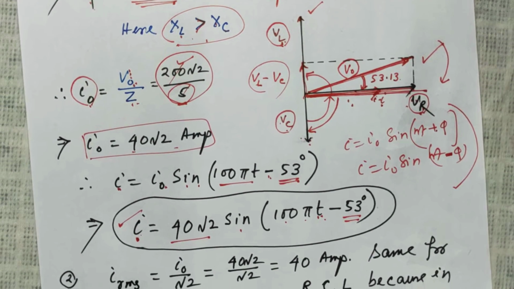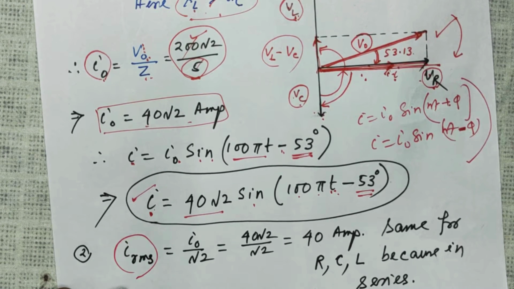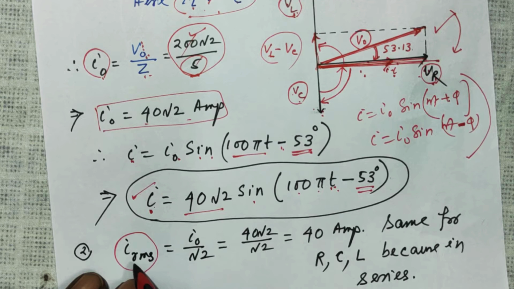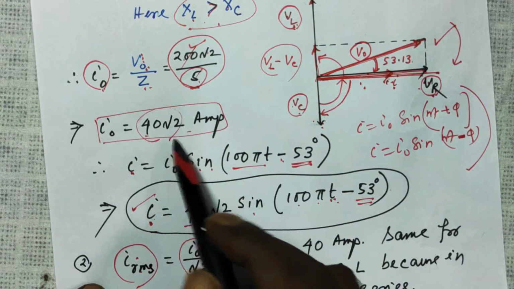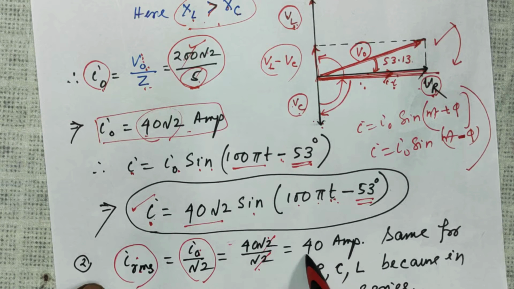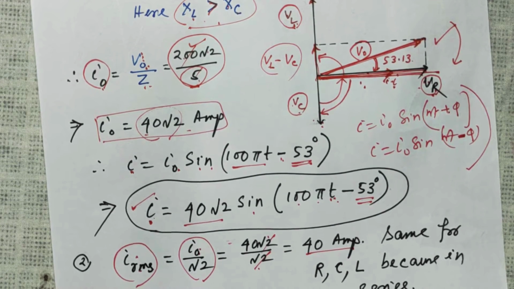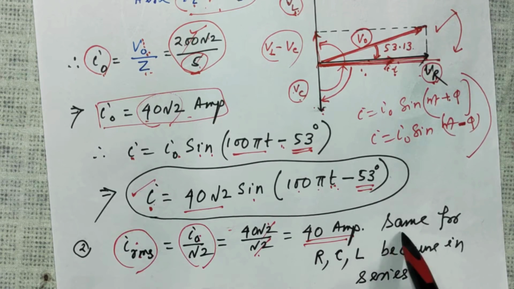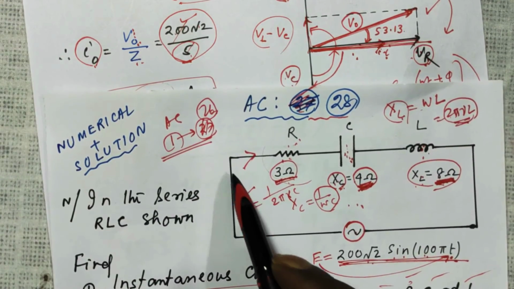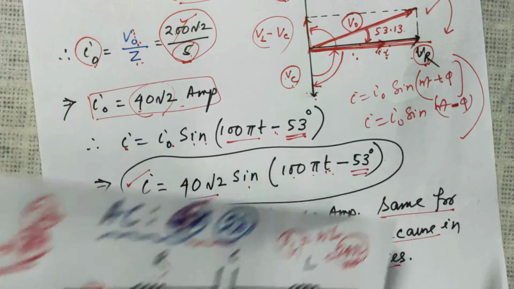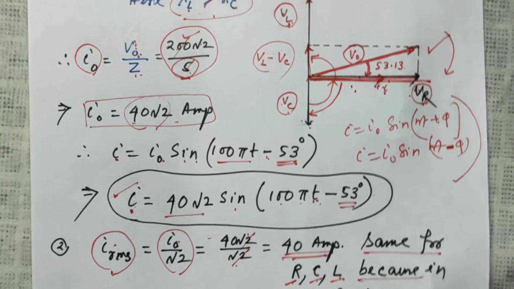Now, coming back to this part, IRMS. In theory lessons, I had derived that the RMS value of current is I naught divided by root 2. I naught we just calculated, that is 200 root 2 by 5, that is 40 root 2. So 40 root 2 by root 2, root 2 cancels, so 40 ampere. Right? And it is the same current passing through R, C and L because all these three elements in the circuit are in series. The same RMS current passes through all the elements.